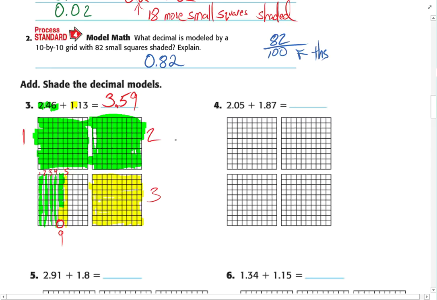If I were to actually just write this out without modeling, because modeling is not going to be the most efficient way, but it helps us understand what we're actually doing. 2.46 plus 1.13. Again, I line up based on my decimal point. And I simply add. 6 plus 3 is 9. 4 plus 1 is 5. Keep my decimal points lined up. 2 and 1 is 3. And fantastic. I ended up with what I should have.